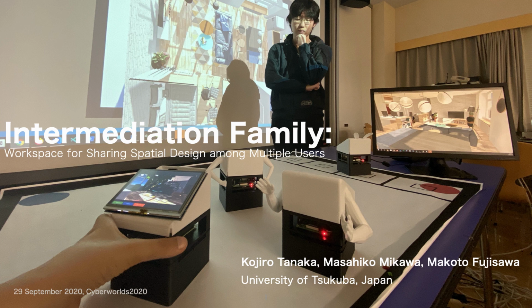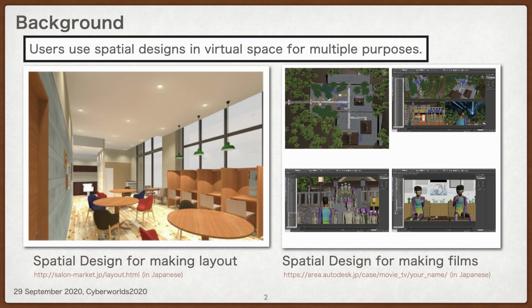The title of my talk today is Intermediation Family, Workspace for Sharing Spatial Design Among Multiple Users. Recently, spatial design in a virtual space is used for multiple purposes. For example, spatial design systems can help designers to make room layouts, as shown in the left image. Also, as shown in the right image, some filmmakers use spatial design to create movie scenes. In the future, more people will use spatial design systems for multiple purposes.